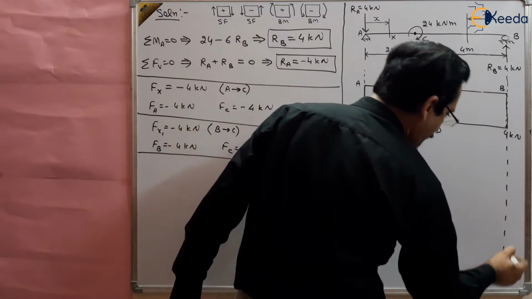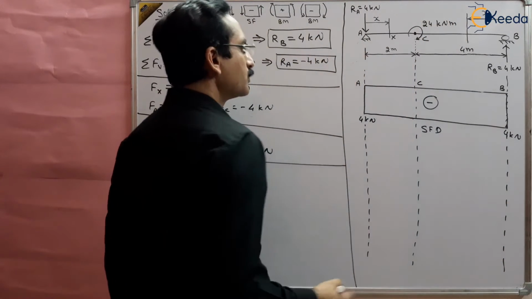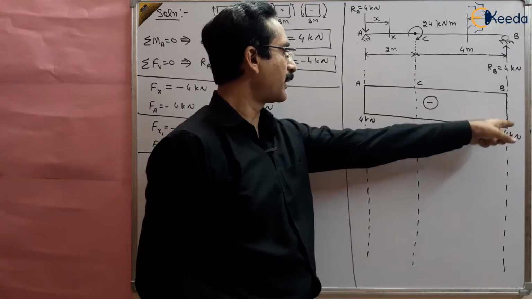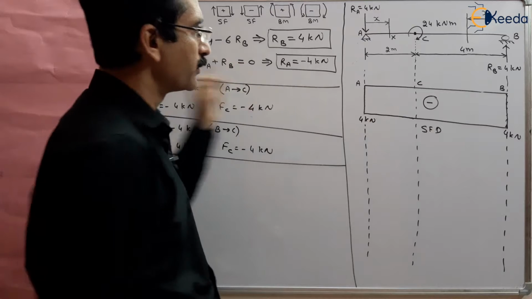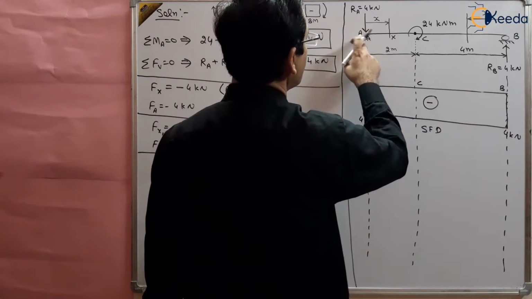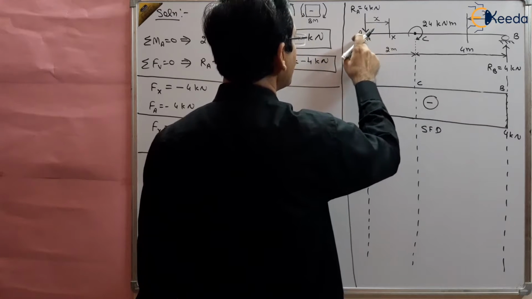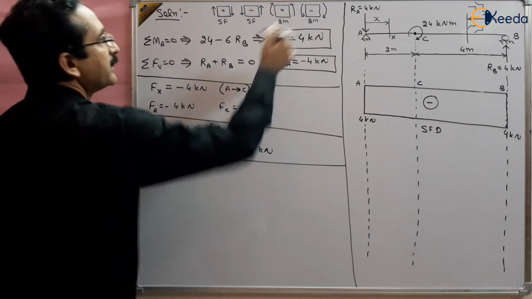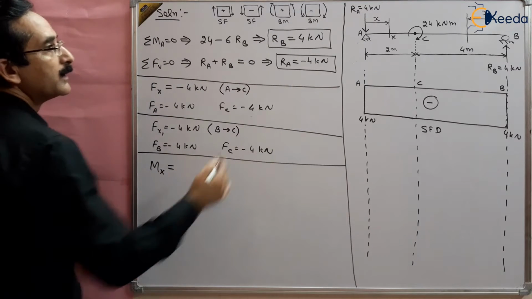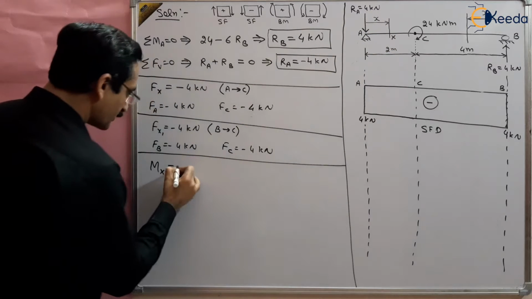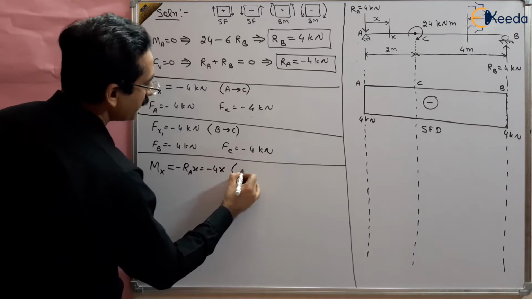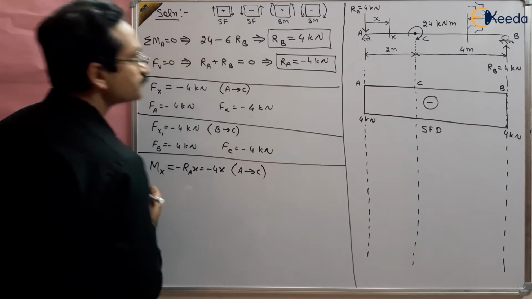There is no effect of this couple on the shear force. That's why it is entirely minus 4 kilonewton, right? Now we want to find the moment of this RA about x, and it is again negative. So we can write Mx will be equal to minus RA multiplied by x, so this is minus 4x, valid between A to C.